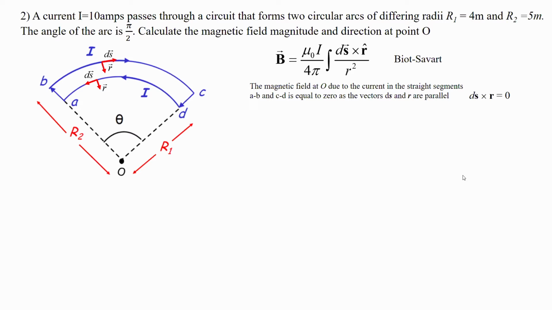The vector r tells us the position of the current with respect to our observation point. And ds cross r, of course, is 0 in that given situation. So the contributions of the current segments going from A to B and C to D do not contribute to the magnetic field. So that can be ignored here.